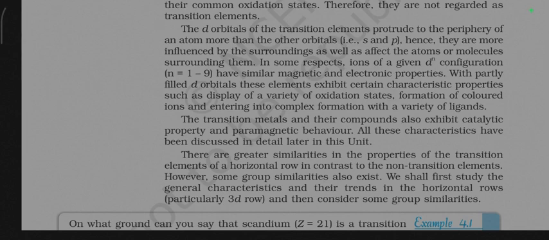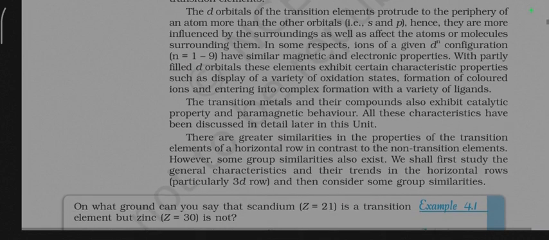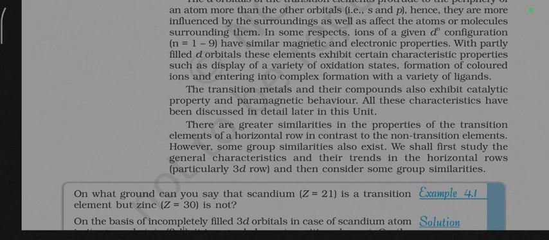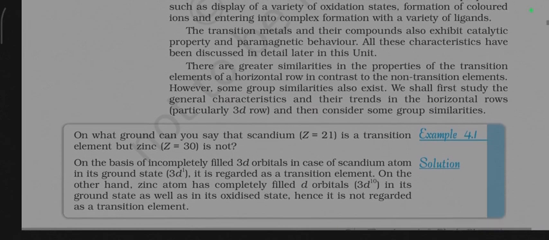There are greater similarities in the properties of transition elements of a horizontal row in contrast to the non-transition elements. However, some group similarities also exist. We shall first study the general characteristics and their trends in the horizontal rows, particularly the 3d row, and then consider the same group similarities.